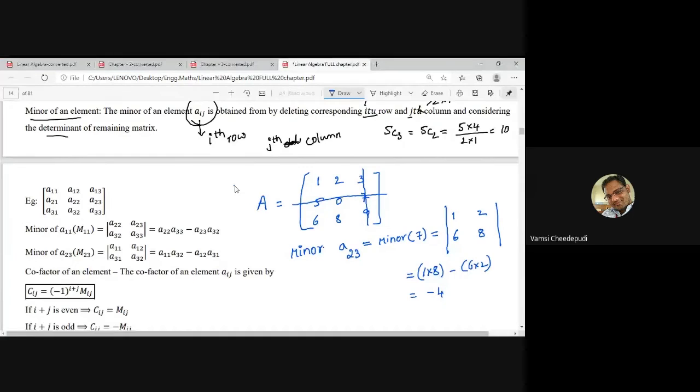So this is the minor of this matrix. నేను ఇప్పుడు మైనర్ మ్యాట్రిక్స్ రాసేటప్పుడు 7 ప్లేస్ లో -4 రాస్తాను. Then I will get the minor matrix. Sir, let us use the notation.